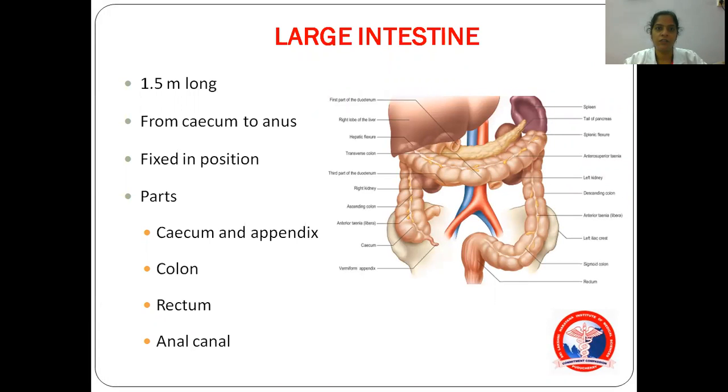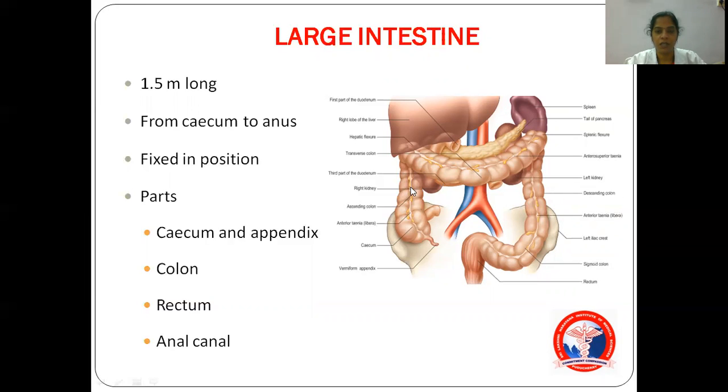First we'll see the features of the large intestine. Earlier we discussed the small intestine, so you know the duodenum, jejunum and ileum, which continue as the large intestine. The large intestine is around 1.5 meters long. From where to where does it extend? Just see here. It extends from the caecum to the anal canal. Here you are seeing the caecum and this is the anus. This part is called the large intestine. It is fixed in position. The ascending colon and descending colon are retroperitoneal structures.